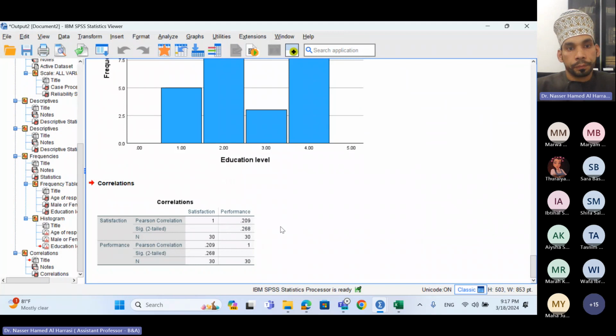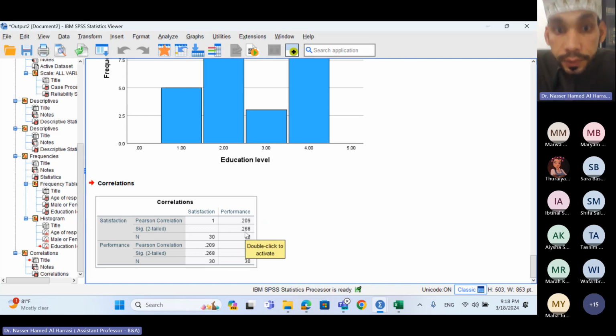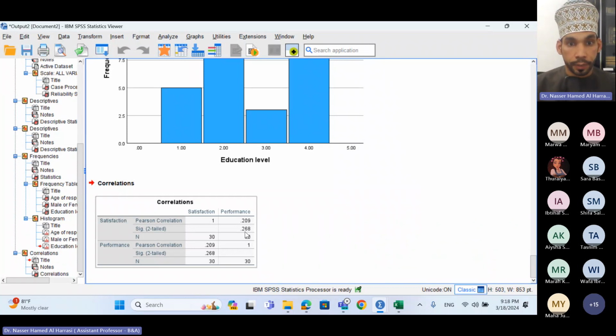See here the results. Here we have the satisfaction variable, and here I have the performance variable. Now, what is the satisfaction correlation? 0.2. And what is the significance? 0.2. Now, what is the result saying here? I'm going to tell you very clearly. Let us start with the correlation. Any correlation, or the number which is coming here, always comes between -1 and 1.